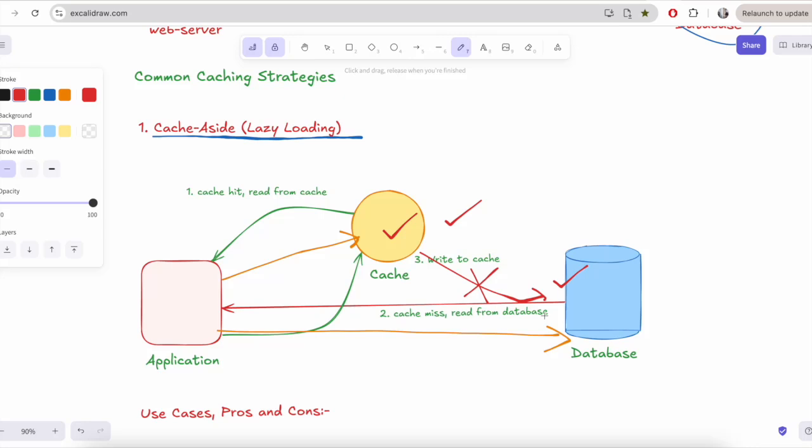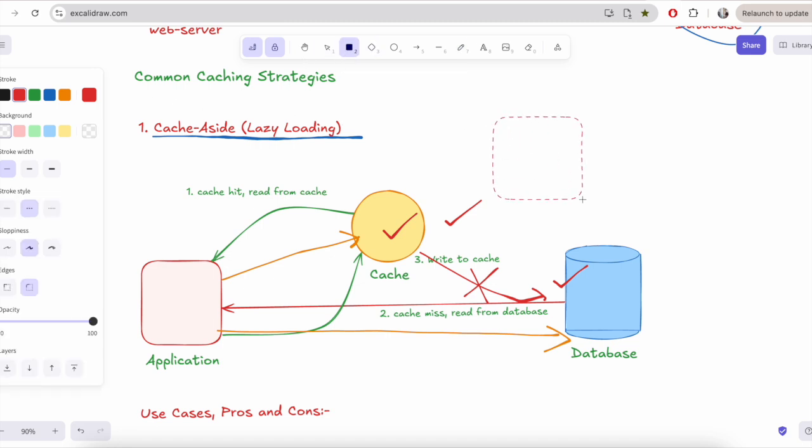Suppose you have a fridge, and you open your fridge because you want to drink milk. You see if milk is there, and you drink it. If not, you will go to the store, buy it, and put it in the fridge, and then drink it. You can think of it in simple terms.